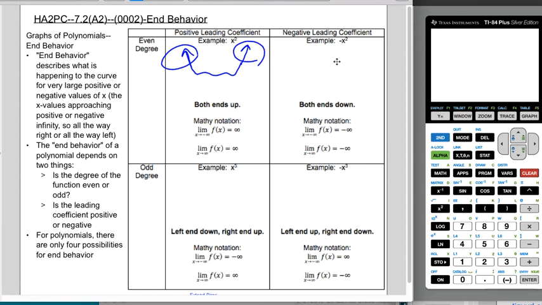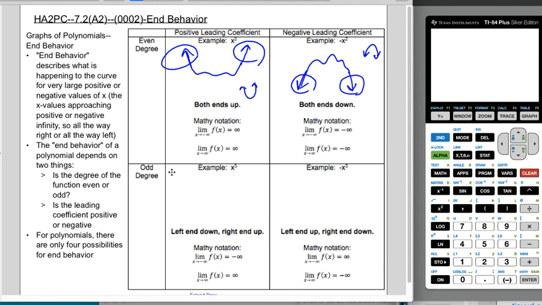With a negative leading coefficient on an x squared, or any polynomial function with an even degree, both ends are going to go down. Again, there could be stuff that happens in the middle. We don't really care because it's end behavior, so we only care that both ends go down. The easiest way to think about this is the simplest possible example of an even degree with a positive coefficient is x squared. X squared just looks like this. And a negative x squared just looks like this. So if you're trying to picture which option it is, you can picture it that way.